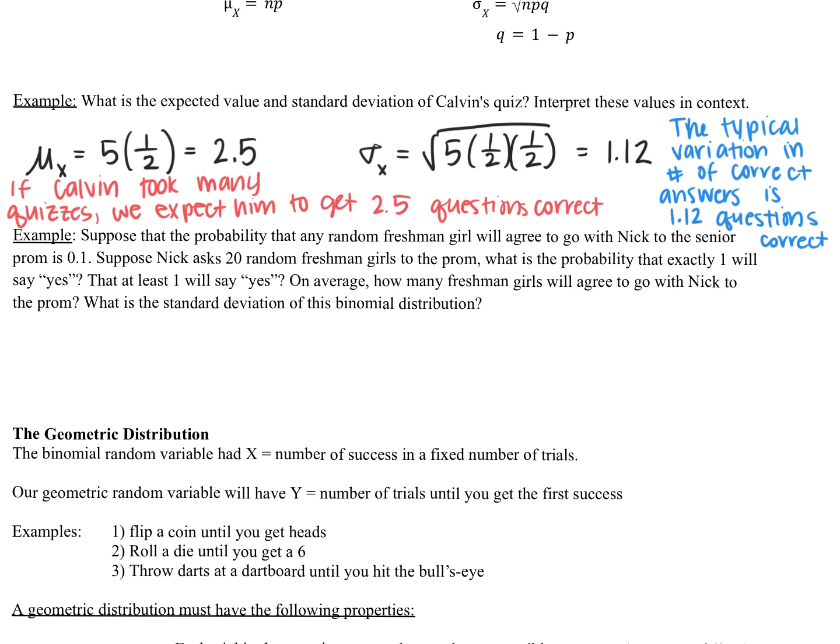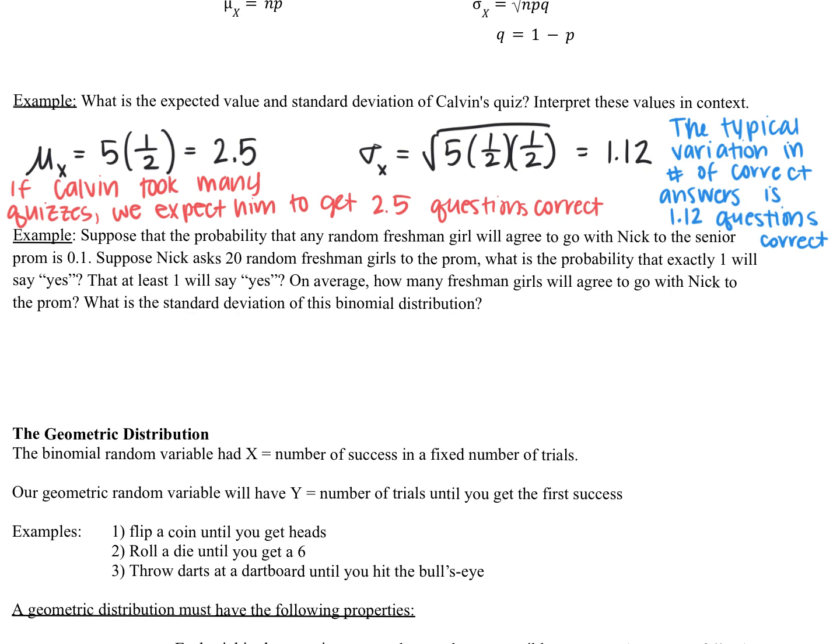Let's look at one last example. So suppose that the probability that any random freshman girl will agree to go with Nick to the senior prom is 0.1. Suppose Nick asks 20 random freshman girls to the prom. What is the probability that exactly one will say yes, that at least one will say yes, and then on average, how many girls will agree to go with Nick to the prom? And then what's the standard deviation?